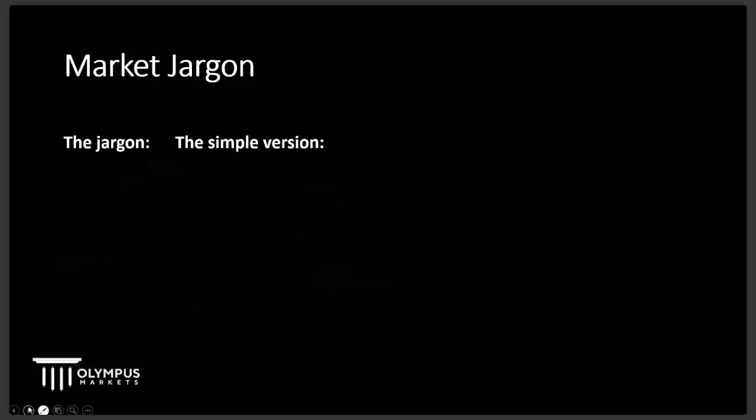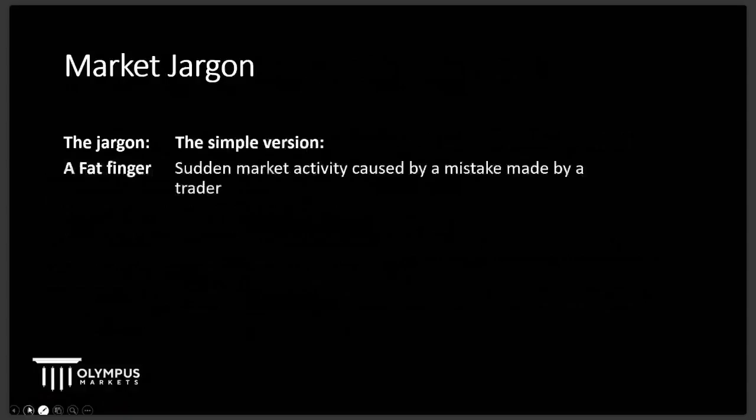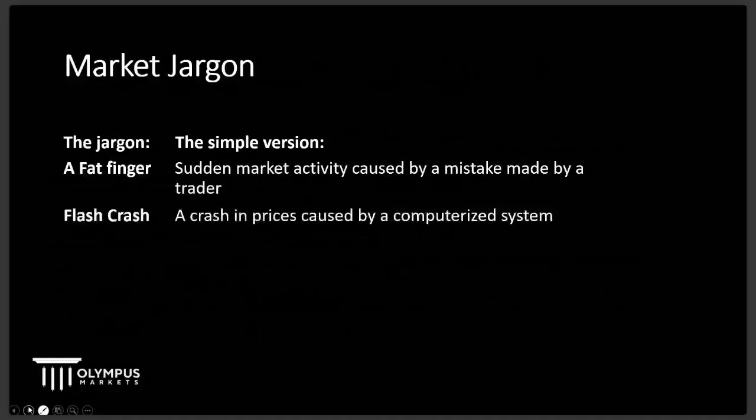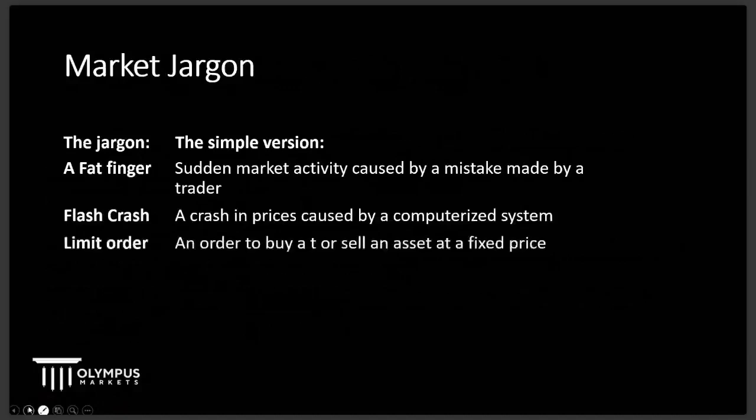Other jargon, we have a fat finger. This basically means sudden market activity caused by a mistake made by a single trader or group of traders. A flash crash. This is a crash in prices caused by a computerized system error. Limit order. This is an order to buy an asset or sell an asset at a fixed price.